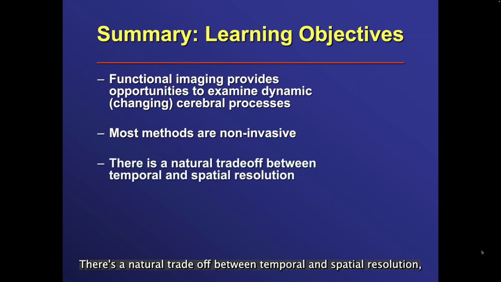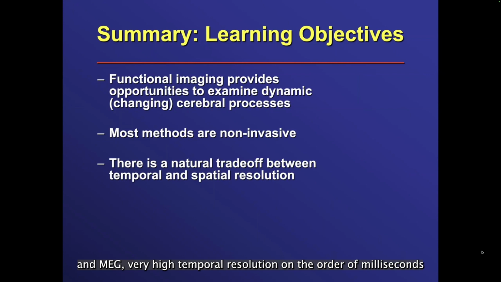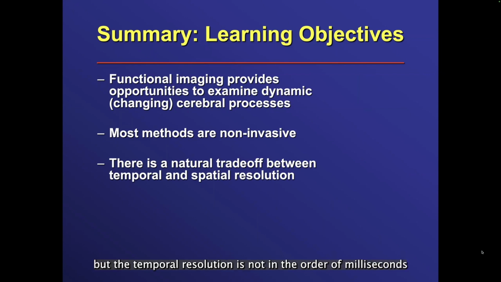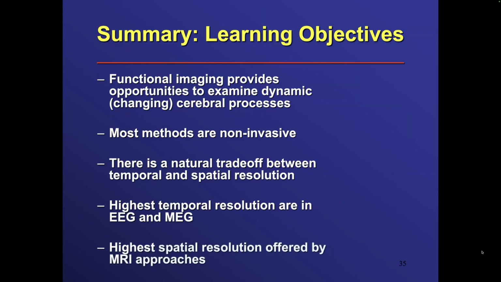There's a natural trade-off between temporal and spatial resolution. As you saw with EEG and MEG, very high temporal resolution, on the order of milliseconds, but you give up knowing exactly where things happen in the brain. For spatial resolution, ideally you use MRI, which has really good spatial resolution, but the temporal resolution is not on the order of milliseconds like in EEG and MEG. For fMRI, the temporal resolution is about 1 to 2 seconds. Again, the highest temporal resolution is in EEG and MEG, and the highest spatial resolution is offered by MRI approaches.